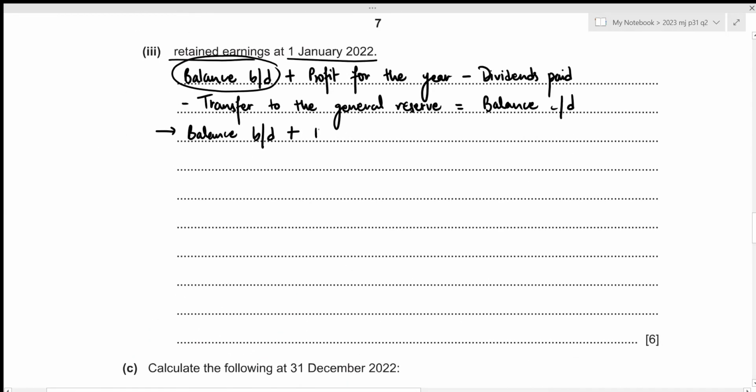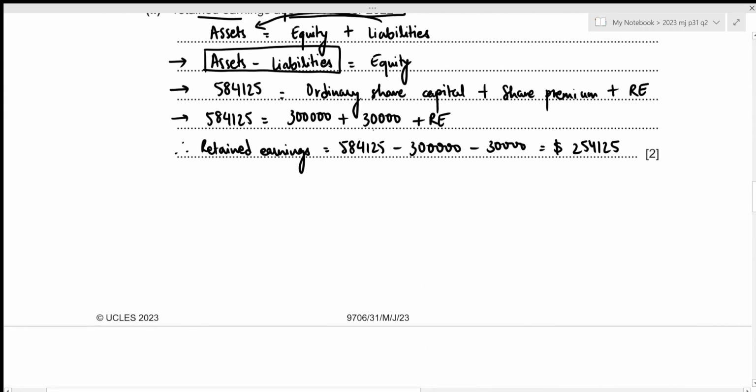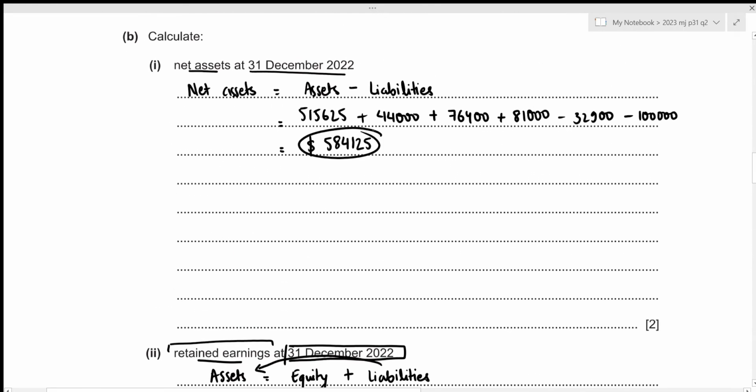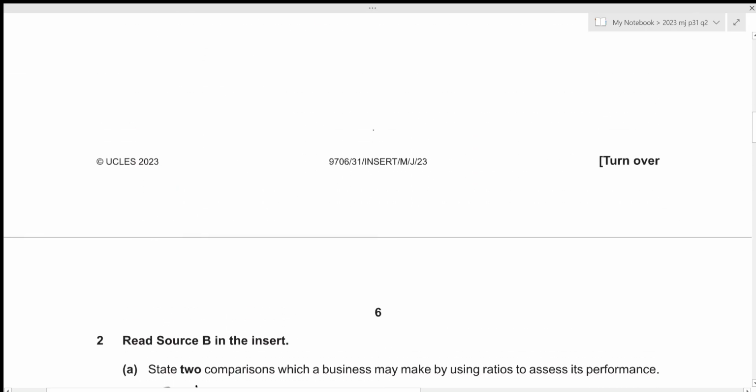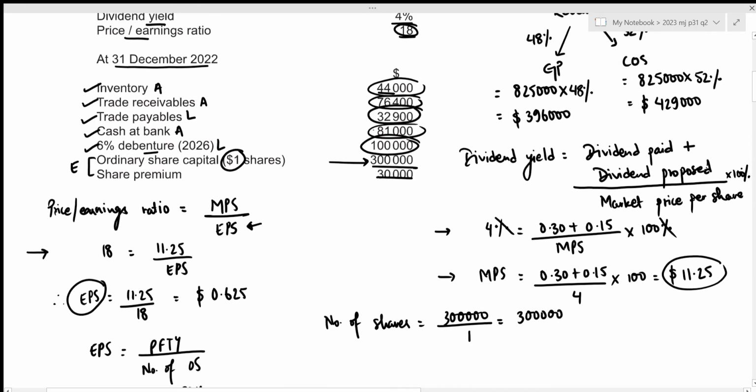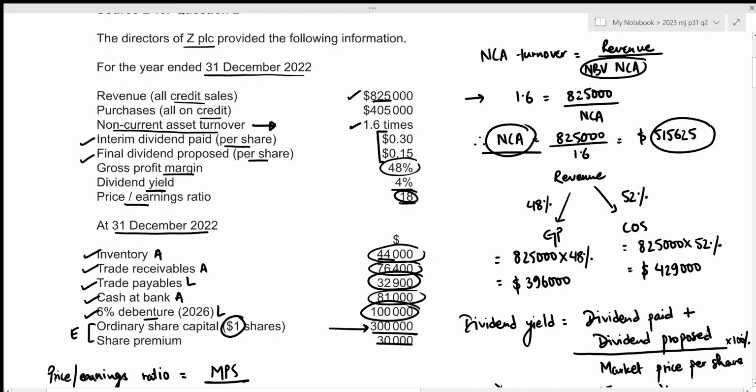That's 187,500. Now we need to subtract the dividends paid. Okay. In this case, remember that we are only subtracting the dividends paid and not the dividends proposed. So we only need to consider the rate of 0.30 since this is the dividend paid.